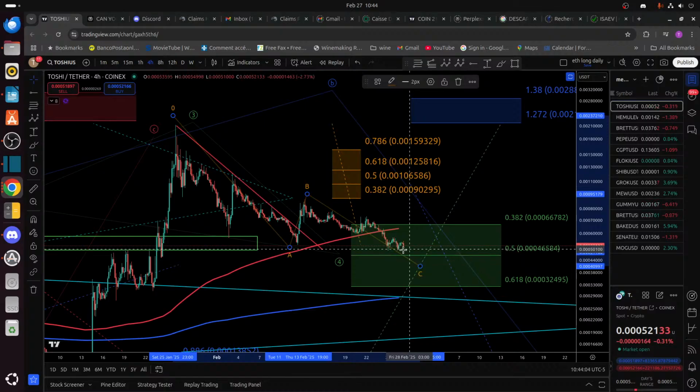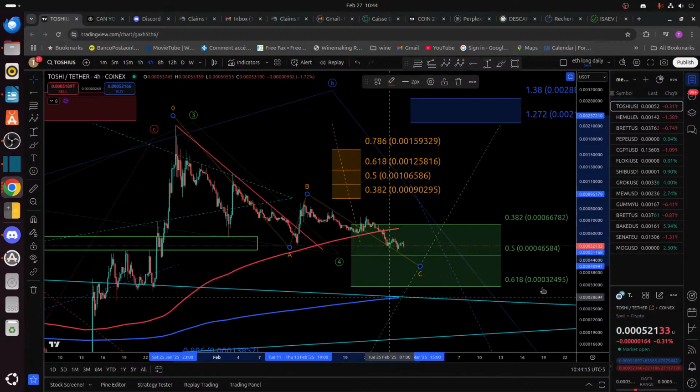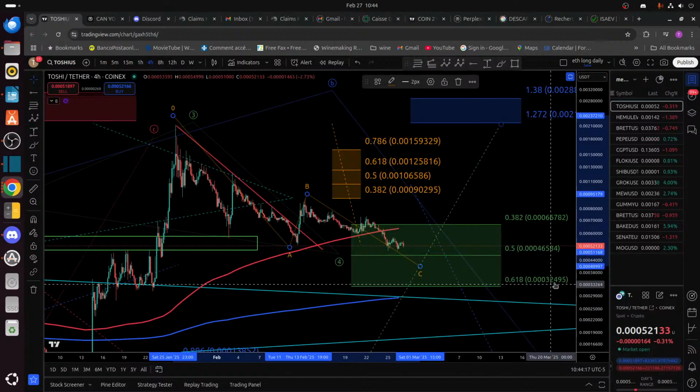Well, we just made technically a lower low in the last 2-3 days. We still didn't touch the 0.5, so this can still go lower, and actually can go as low as 32,495. So it can lose another 1,000 from the current, no, 2,000, no, sorry, 20,000 from the current price.